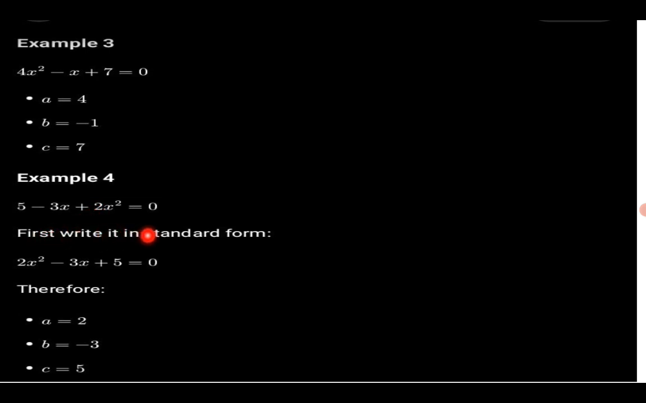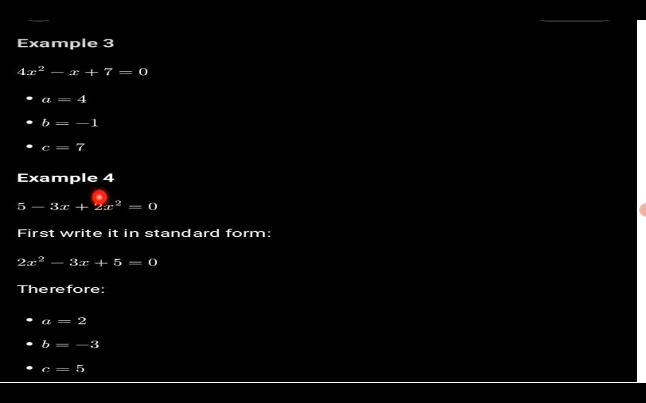So first write it in standard form. Start with this one here, so it will be 2x squared. You take the whole of it, bring it here: 2x squared minus 3x, then plus 5. This is plus 5, the one in front of the 5 there. So therefore a is equal to 2, and b is equal to minus 3, and c is equal to 5.